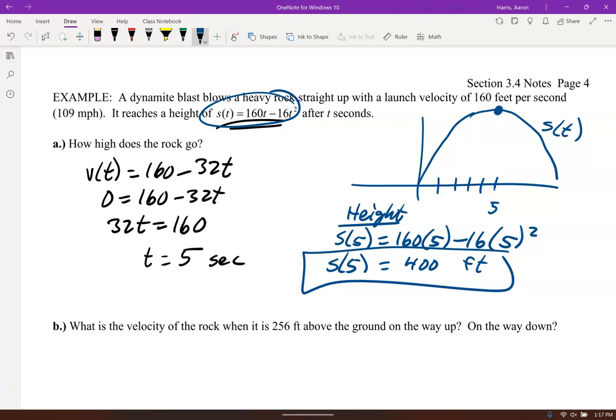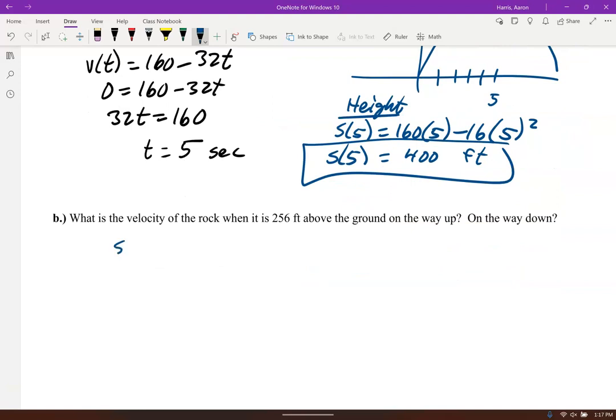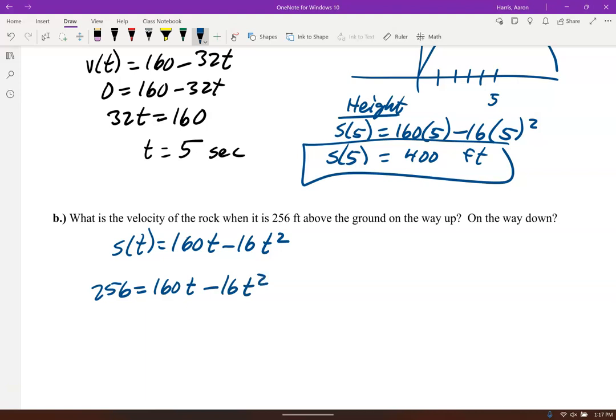All right, what's the velocity of the rock when it is at a height of 256 feet above the ground on the way up and then on the way down? Well, if it's 256 feet above the ground, I don't know at what seconds that happens, right? 256. That's what I gotta solve here. Let me get everything on the left-hand side. Let me factor a 16 out.